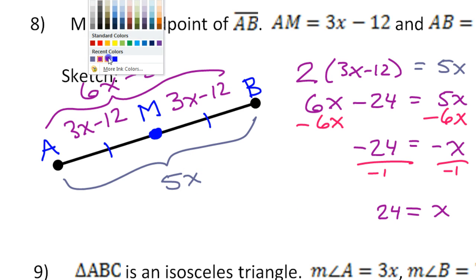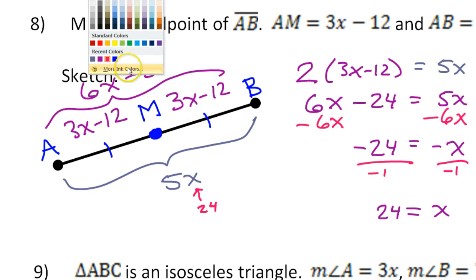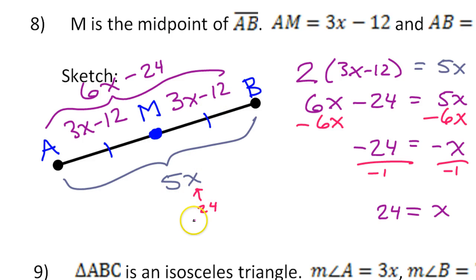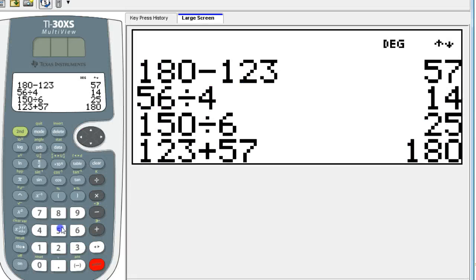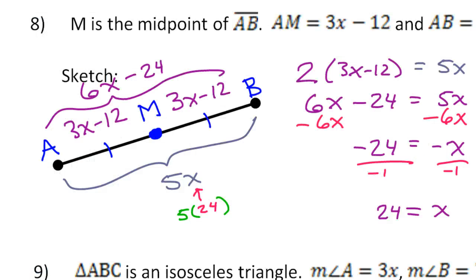Alright, if I put the 24 back in, then this is going to become 5 times 24. That's 120. Okay, so this is 120. Okay, again, that's the entire length here.